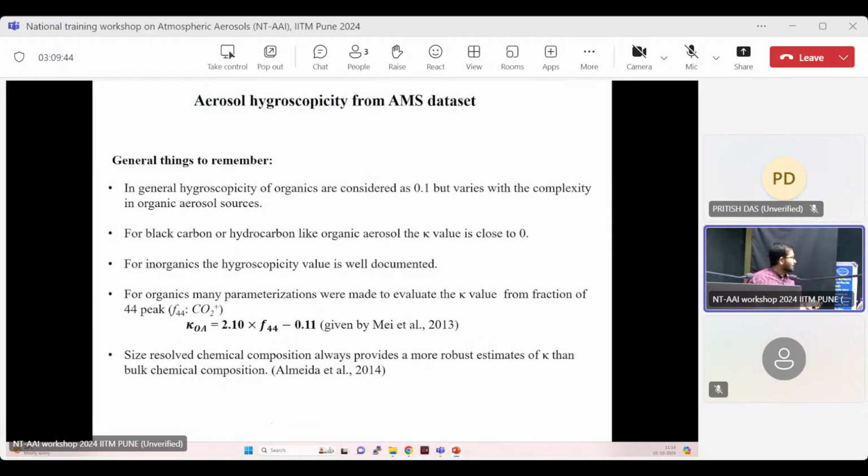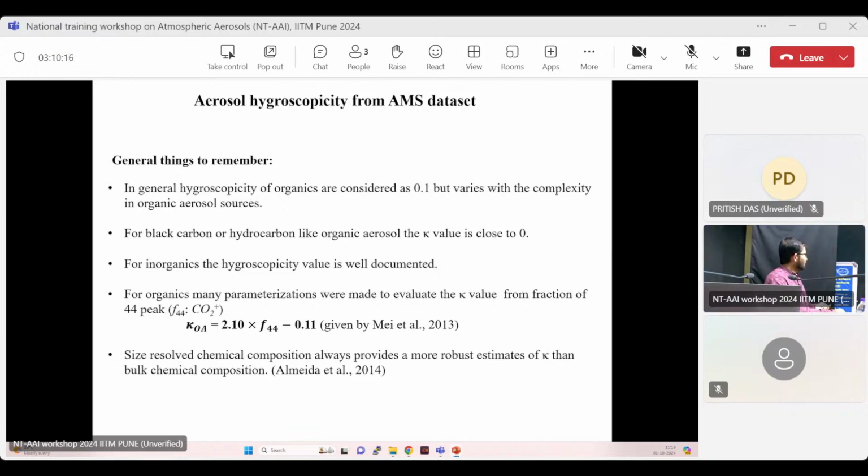Okay. So there are some general things to remember, which I have already mentioned. In general, we consider the hygroscopicity of organic aerosols as 0.1, but it cannot always be 0.1. It can vary depending on your sources and your extent of aging. For black carbon, or for organic aerosols emitted from traffic emissions, vehicles or combustion sources, the kappa value always tends to 0. So there is no hygroscopicity of those particles.